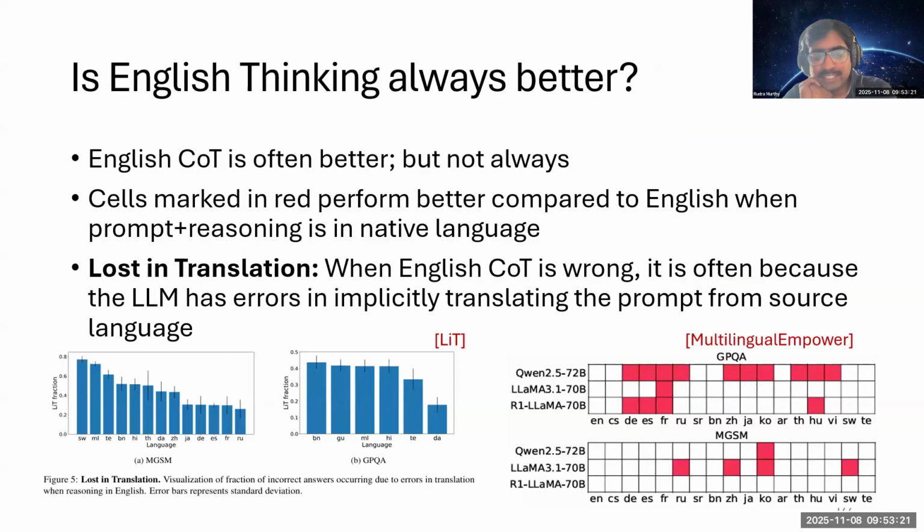Now, is thinking in English always better? That's true. English COT is often better, but it's not always the case. For example, you can see for certain language pairs and certain models, reasoning in the target language is better than reasoning in English. And what people have also observed is, when we provide the query in a non-English language, it can often lead to translation errors because of the internal alignment in the LLM. Going on to the next slide.